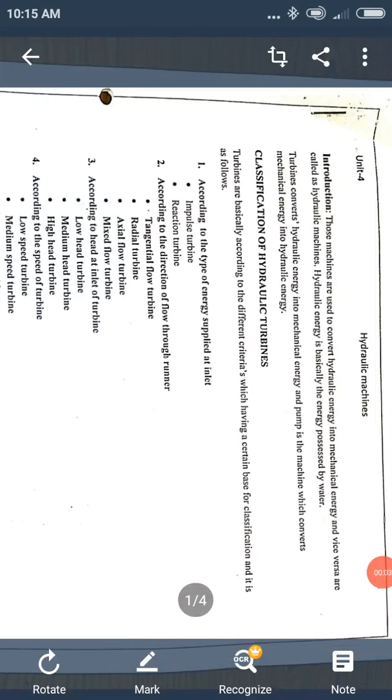Welcome to the hydraulics class. So today we'll start the fourth unit, hydraulic machines. From the exam point of view, this is an important chapter.